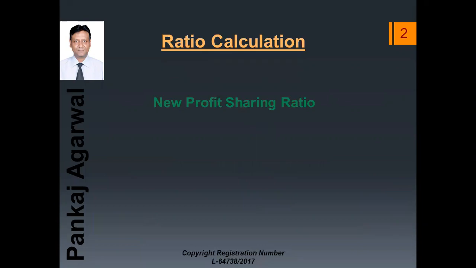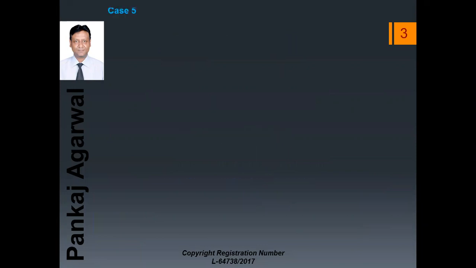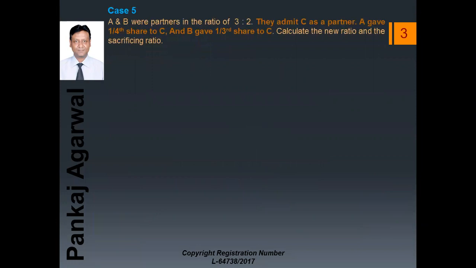So, today we are going to study how to calculate the new profit sharing ratio and sacrificing ratio in different terms. So here, first, the condition is: A and B were partners in the ratio of 3:2. They admit C as a partner. A gave 1/4 share to C and B gave 1/3 share to C. Calculate the new ratio and the sacrificing ratio.